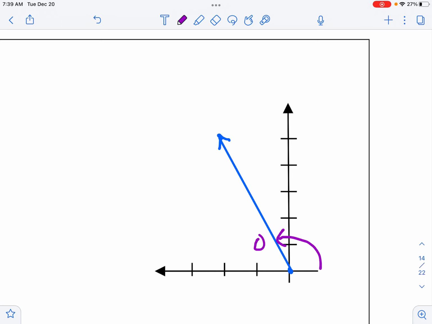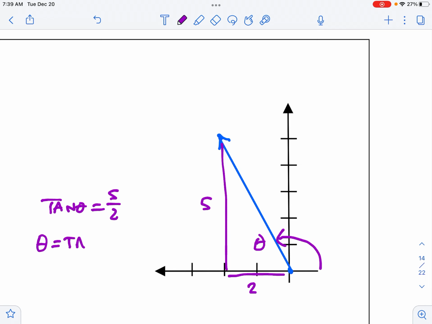Okay, so I'm going to have to probably find this one first and just subtract that from 180. I'm going to go ahead and draw in my right triangle. I know that this is a 2, I know that that's a 5. I'm going to do tangent of theta equals 5 over 2. So that means that theta is going to be the inverse tangent of 5 over 2.